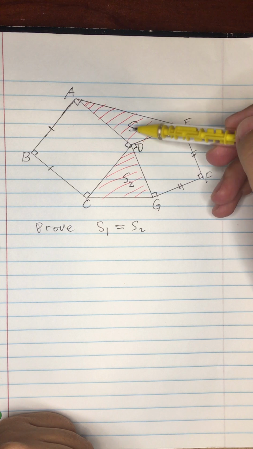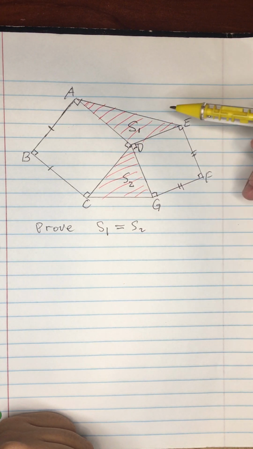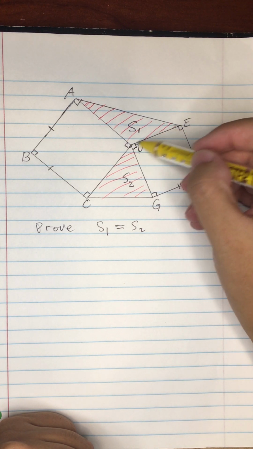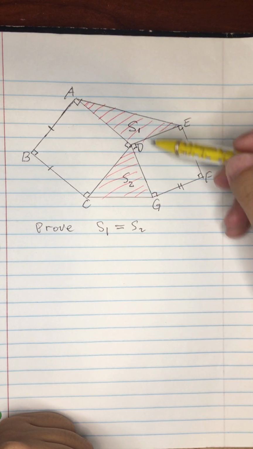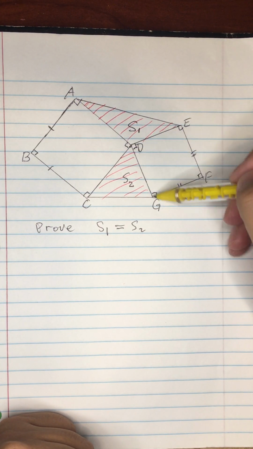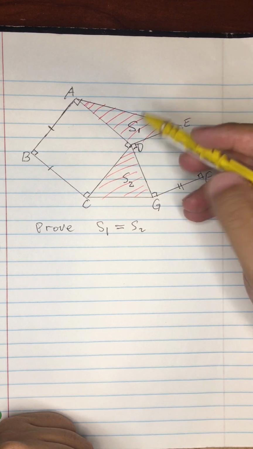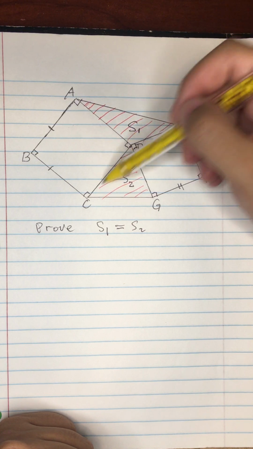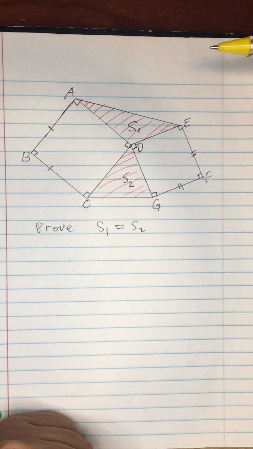So let's look at both S1 and S2. They are triangles. The side length DE of triangle ADE is the same as the side length DG of triangle CDG, because it's a square. So these two side lengths are the same. The same is true for these two side lengths, AD and CD.